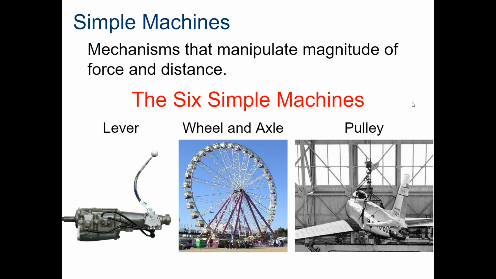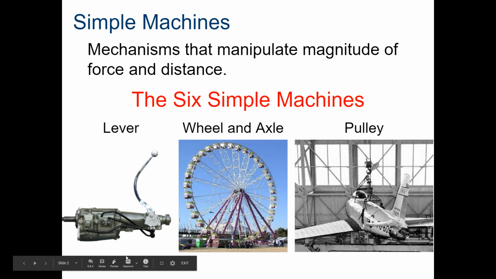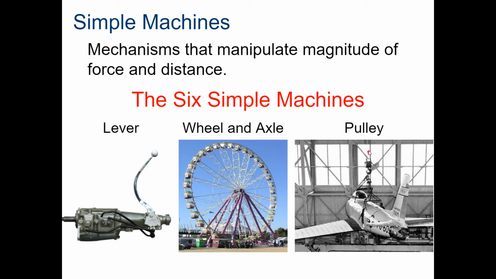All right, here's the three we're going to talk about today. The lever, right? On the left there, you see we typically think of levers as being straight. We have a little curved lever there. In the middle, wheel and axle. It's a Ferris wheel. It's a wheel and axle. All right, and then a pulley. On the right there, you can see we have a pulley system here that's going to lift this airplane. Here's our pulley. You cannot see the strands in that picture, but they are there.